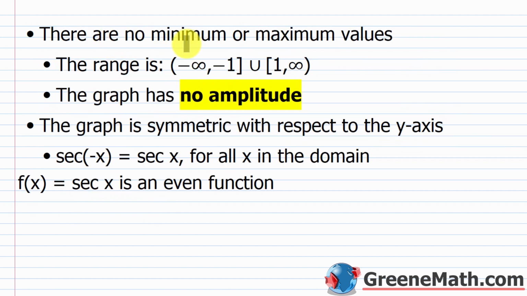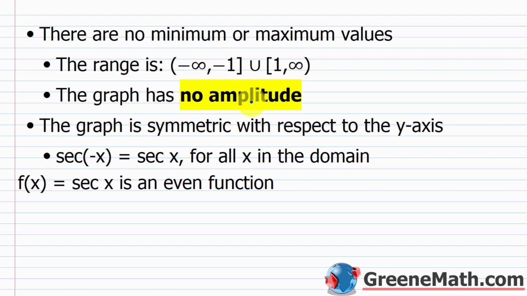So there are no minimum or maximum values. We saw that the range is from -infinity going up to -1 and including -1. And then the union with you have from 1 and including 1 out to +infinity. You will not see any y values between -1 and +1, again, because of the range of the cosine function, which is from -1 to +1, and the definition of the secant function, which is 1 over the cosine of x. Again, something we talked about earlier when we were describing the behavior of the graph.